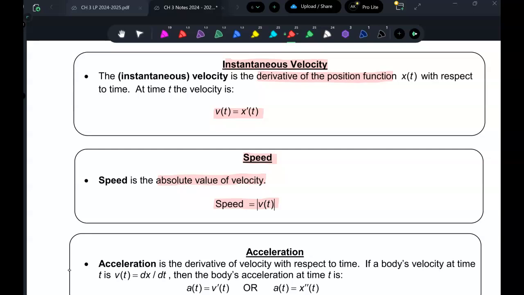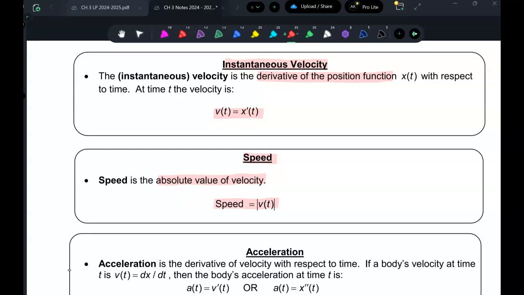Take for example, you take a ball and you throw it up in the air. When the ball goes up versus coming down, one's going to have a positive velocity, one's going to have a negative velocity. But if you clock the speed, you would always say it's positive. That's why your speedometer always shows a positive miles per hour. So it's the absolute value of whatever your velocity is.